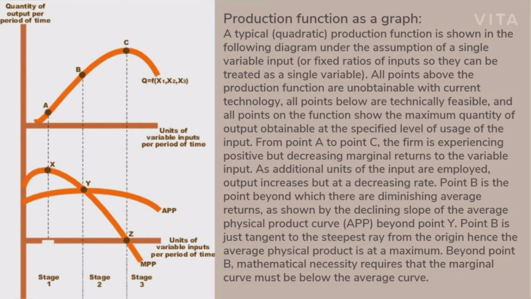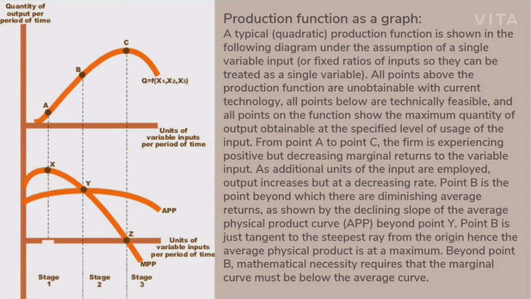Let us understand production function as a graph. A typical production function is shown in the following diagram under the assumption of a single variable input. All points above the production function are unobtainable with current technology. All points below are technically feasible, and all points on the function show the maximum quantity of output obtainable at the specified level of usage of the input.